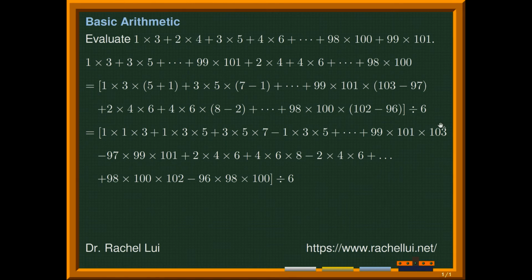So from here to here, we will have 2 terms remaining. The first term is 1 times 1 times 3, and the other term is 99 times 101 times 103. So we'll take a look at the even terms. 2 times 4 times 6 will be cancelled by minus 2 times 4 times 6, and so on. So we can see that all these terms will be cancelled out except this one. So we will have plus 98 times 100 times 102.